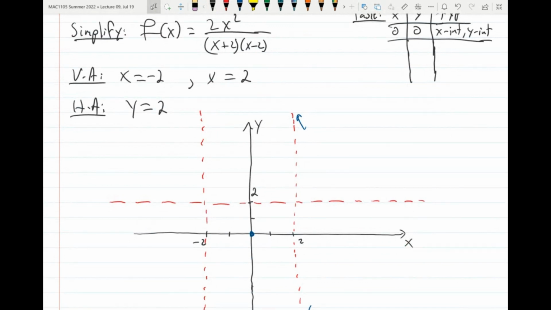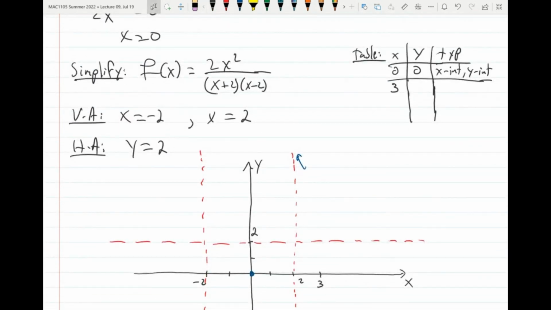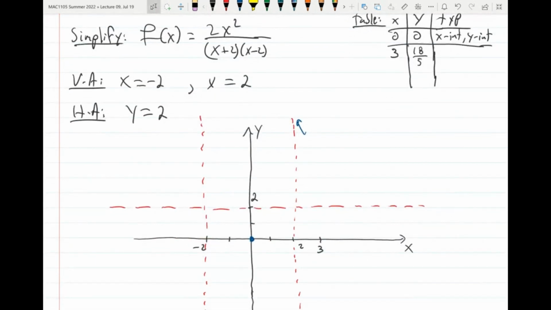Let's take a point to the right of 2. Let's say 3. If we plug in 3, what's y? So it's going to be a 9, right? So it's 18. And then what is this? This is going to be 5 times 2, so 18 over 10. No, 18 over 5, because this is going to be 1. So 18 over 5. The point is that it's positive, and what's 18 over 5? That's 3 point something, right? So let's say somewhere in here.